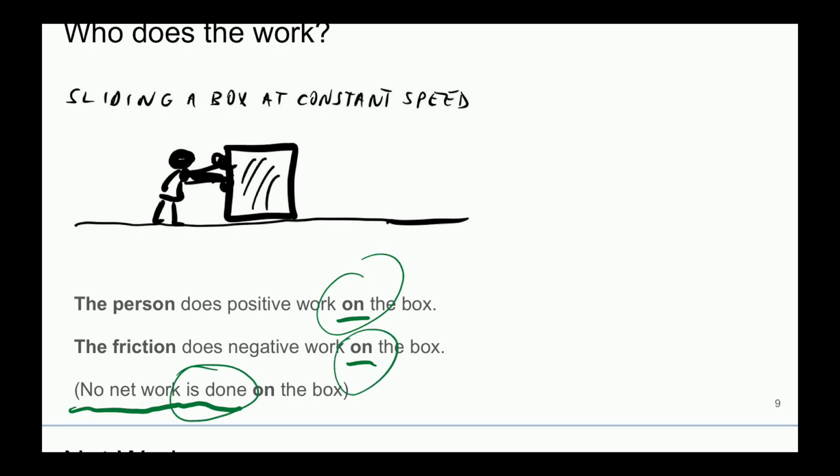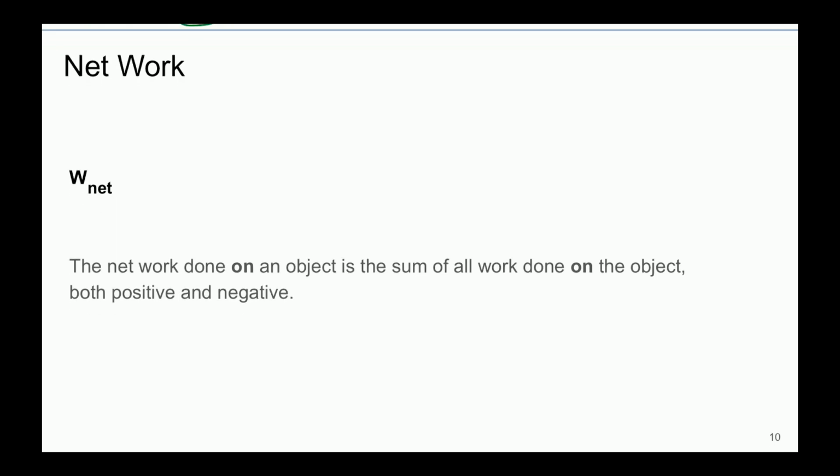This word, this passive voice in English, no net work is done. You have to think about who might be applying and make sure that you have all of them accounted for. So net work, the net work done on an object is the sum of all work done on the object, and that's both positive and negative. Just like all net anything, you have to keep track of your positives and your negatives.